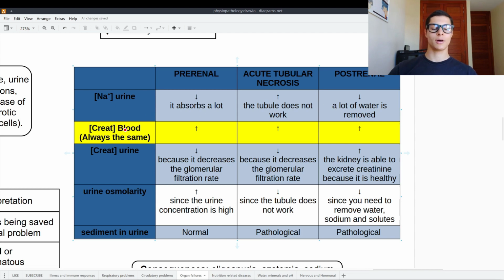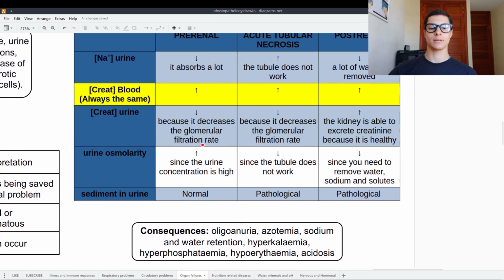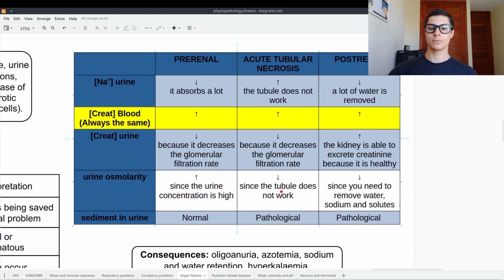The creatinine in the blood is always the same, high in the 3 cases. The creatinine in the urine, though, is lower in the pre-renal, lower in the acute tubular necrosis, but high in the post-renal. The urine osmolarity is high in the pre-renal, low in the acute tubular necrosis, and low in the post-renal. The sediments in the urine are normal in the pre-renal and pathological in the acute tubular necrosis and post-renal.